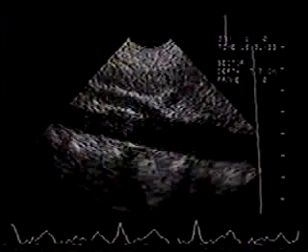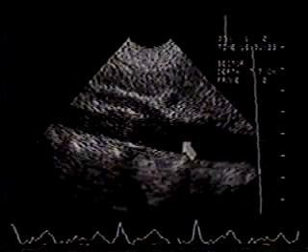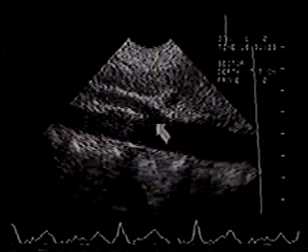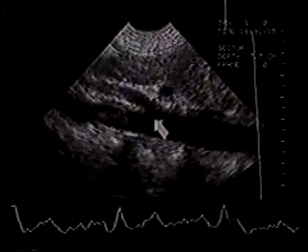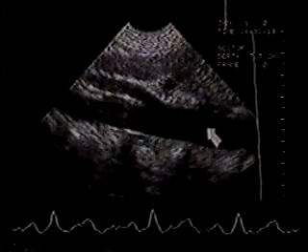Rotating the transducer back to the long axis orientation, the abdominal aorta can be identified by tilting the transducer to the patient's left. The spine is evident behind the aorta. This is the superior mesenteric artery. In real time, note the characteristic arterial pulsations.